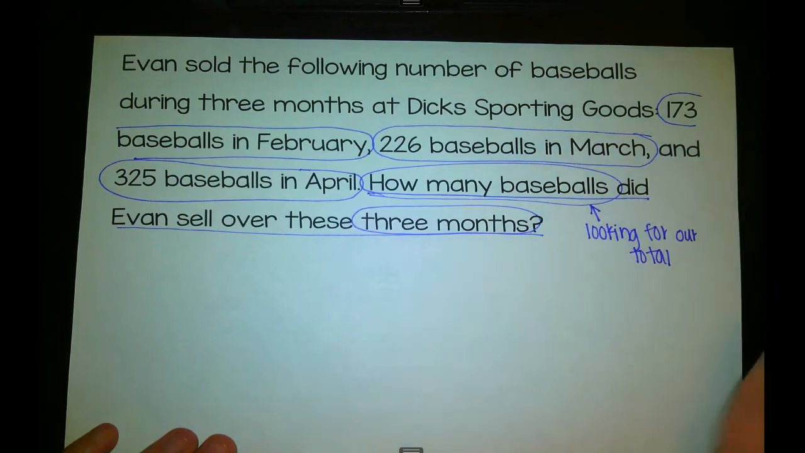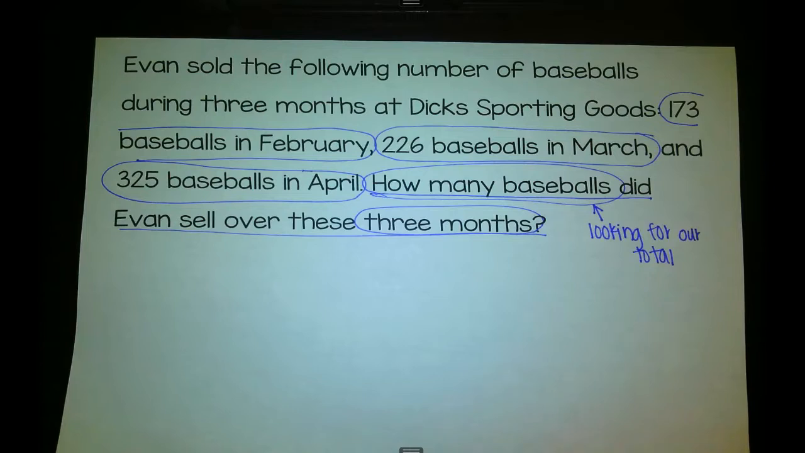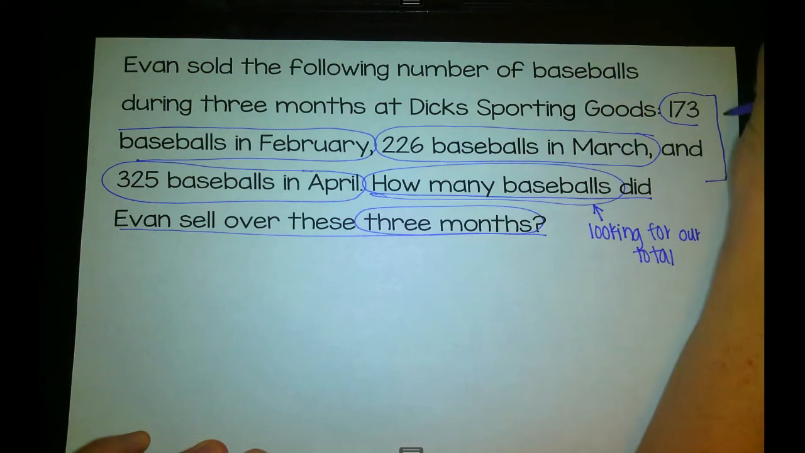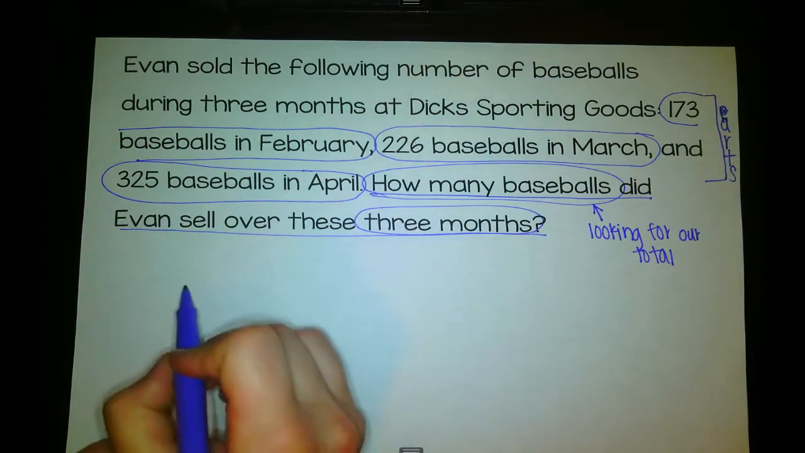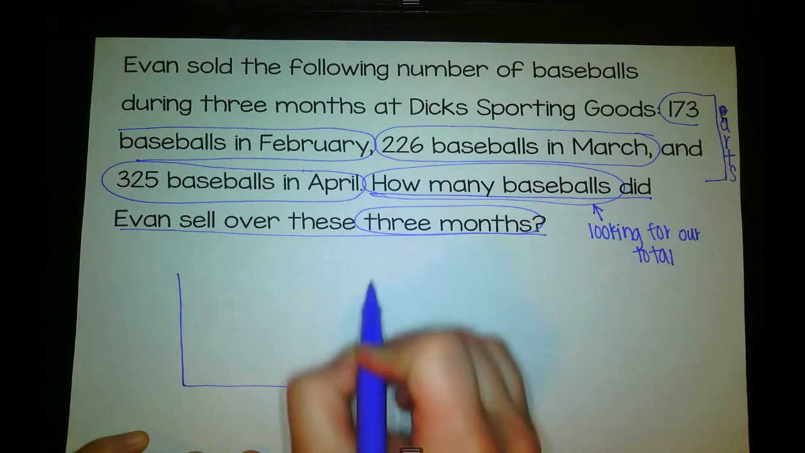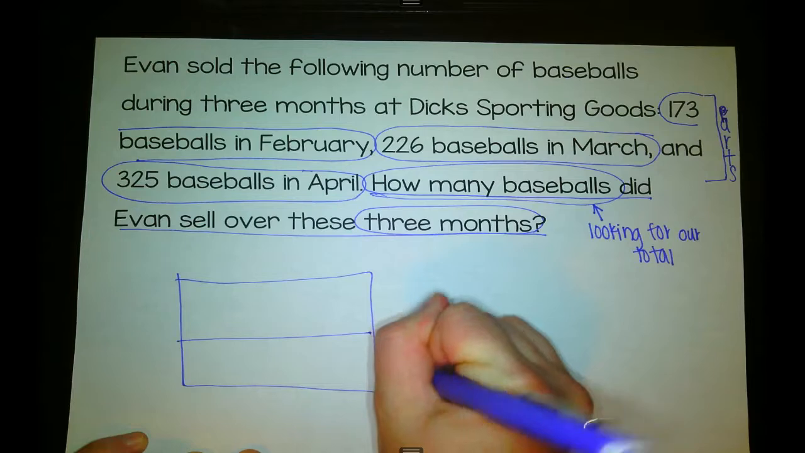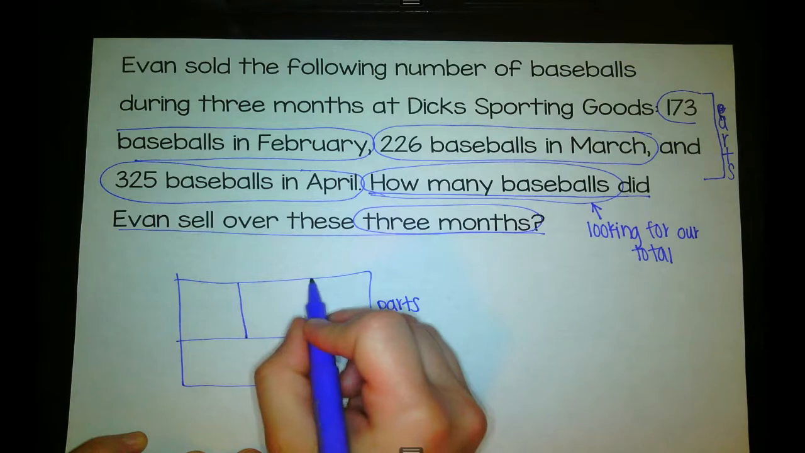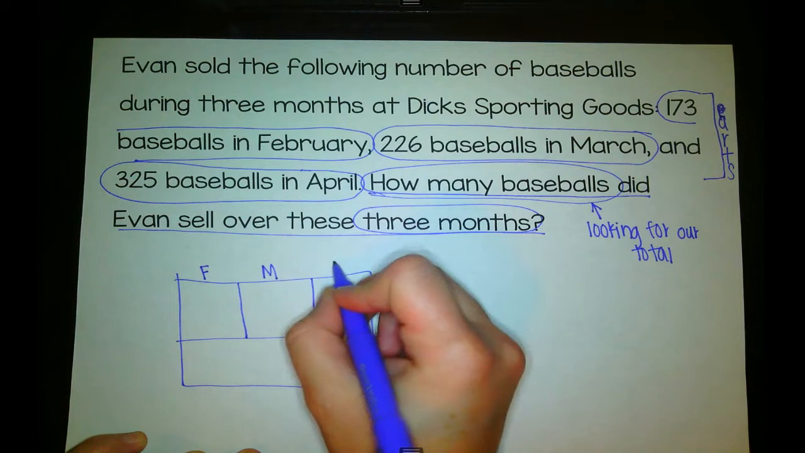And when I check my numbers and what is in the story, I don't see anything about equal groups. I notice I have 3 different parts. So, knowing that I'm looking for my total, and in this section of the story, I see parts. That tells me I'm going to be adding. So I'm going to go ahead and set up my strip diagram. The bottom section will be for my total. The top section will be for my parts. I have 3 parts. I'm going to split this into 3 parts. I need a section for February, a section for March, and a section for April.